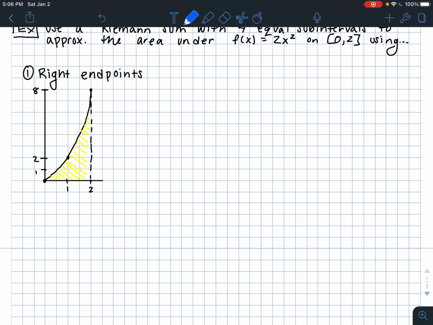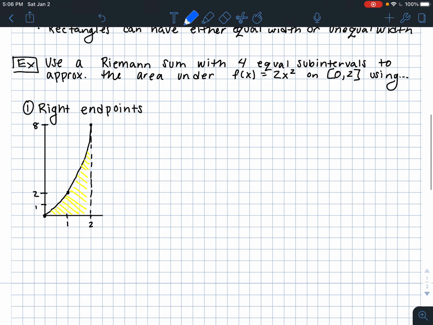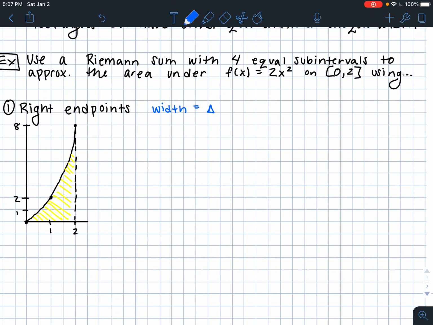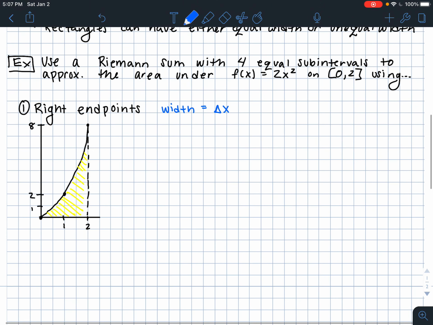Okay, so we want to use the right endpoints, and we want to partition it into 4 equal subintervals. So that tells us that the rectangles are all going to have the same width, right? So we know that to find the area of a rectangle, we have to know the length times the width, or the height times the width, however you want to phrase it. So the width of each of our rectangles, we also call this the delta x.